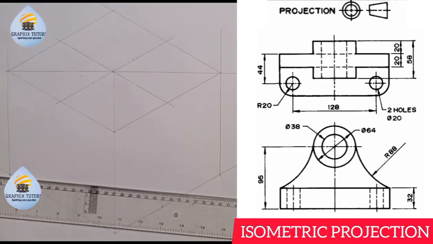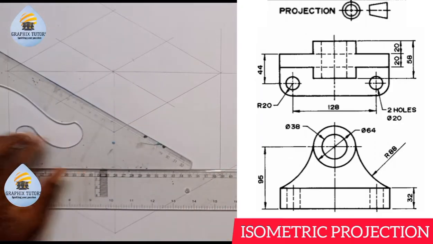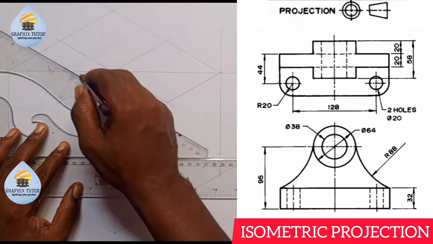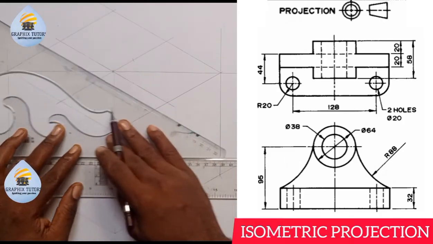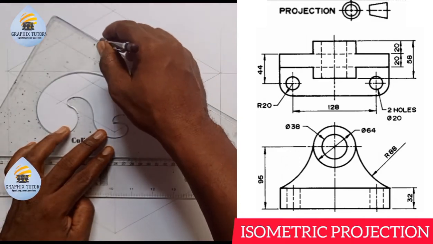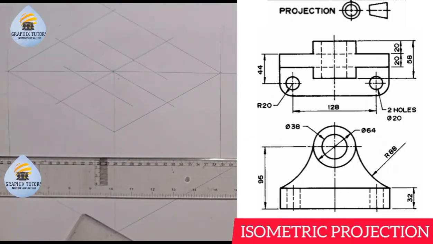And I'll take my instrument and draw a vertical line across the 2 points. This point, like this, and this point, like this. Can you see that?